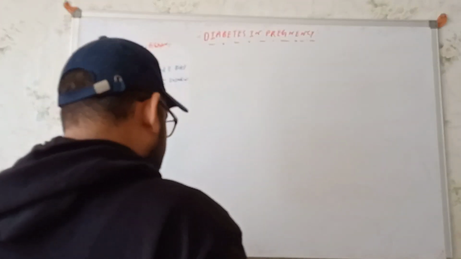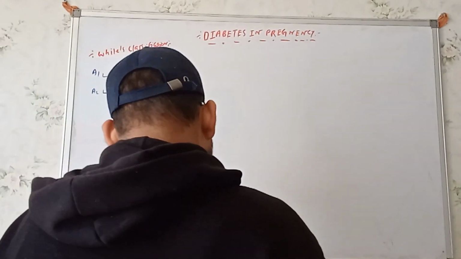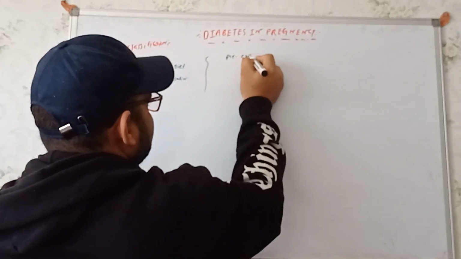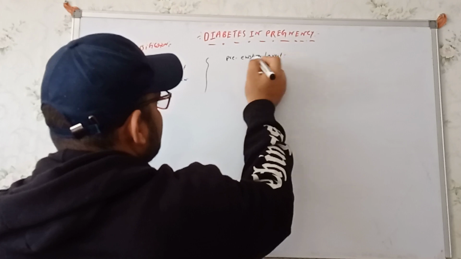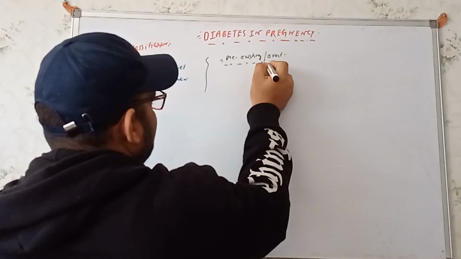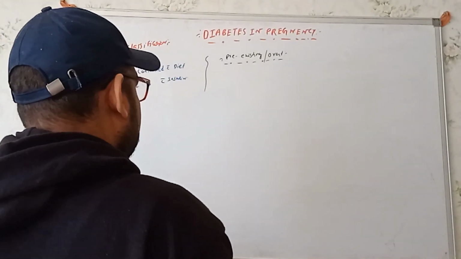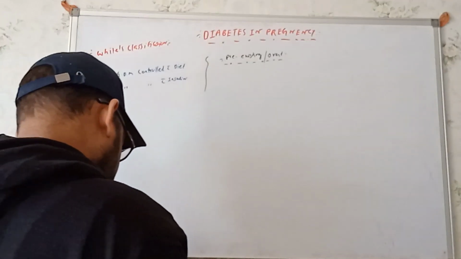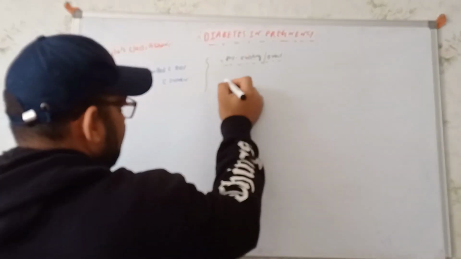Another type is known as pre-existing or pre-gestational diabetes mellitus, or overt. In these cases we can get different types. First we'll write down B, C, D, F, R, H.